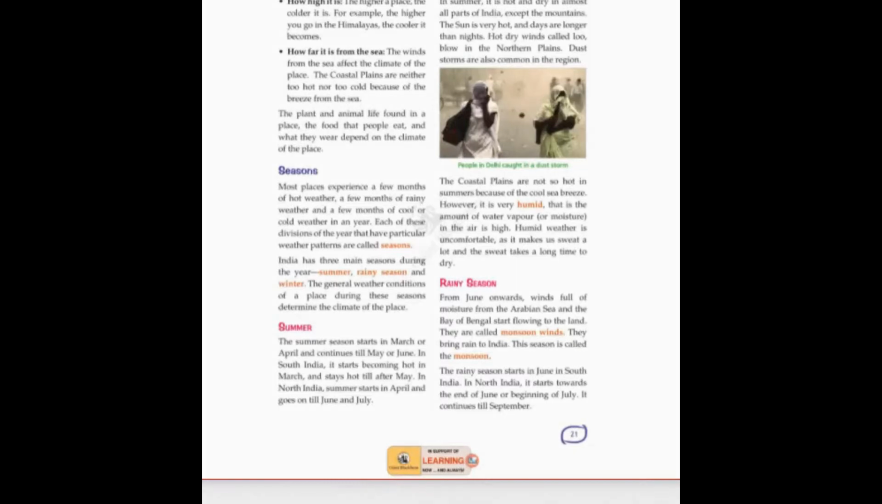Rainy season. From June onward, winds full of moisture from the Arabian Sea and the Bay of Bengal start flowing to the land. They are called monsoons.